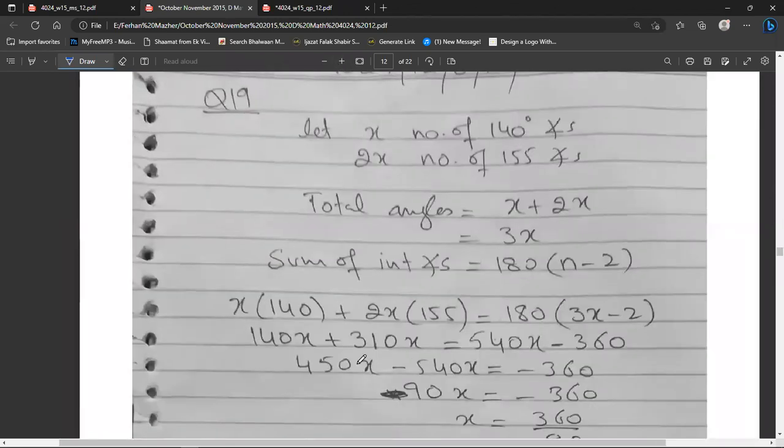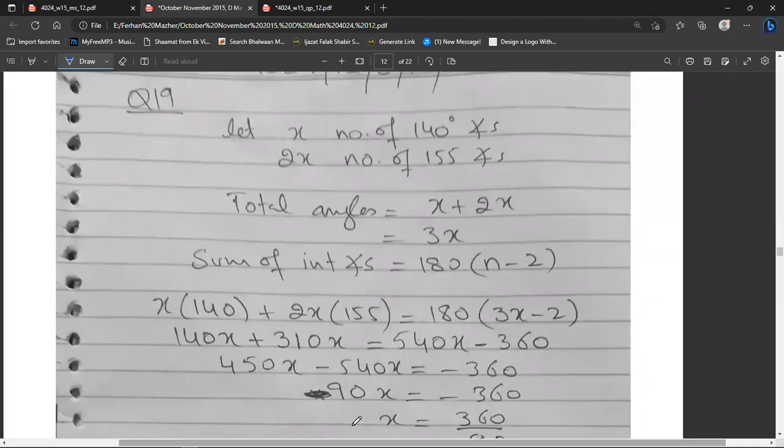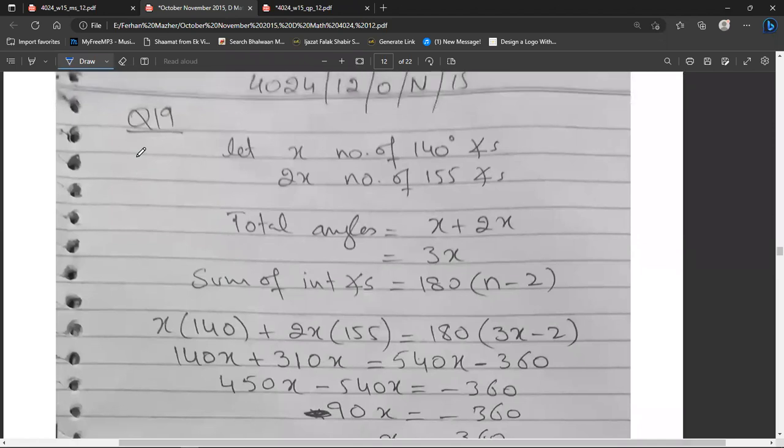It's a tricky question. So I will suppose that there are x number of 140-degree angles, and twice of this number are 155 angles. So there are 2x number of 155 angles. So the total angles will be x plus 2x, and that will be 3x. The formula for the sum of the internal angles is 180 into n minus 2.